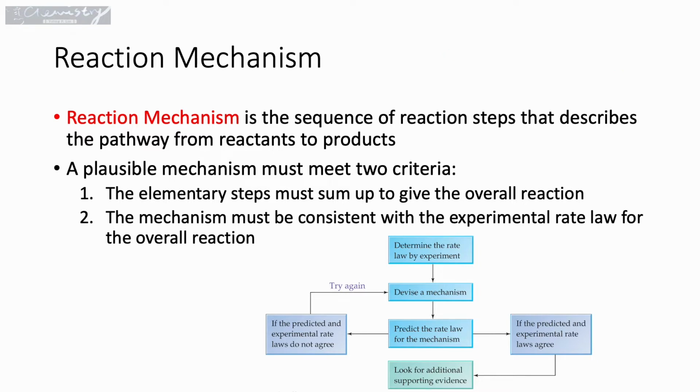So for this reaction mechanism, oftentimes we will have to propose one, and then we do experiments on it to make sure it's right. So for a plausible reaction mechanism, it has to fulfill two criteria. First, the elementary steps must sum up to give the overall reaction. And it must be consistent with the experimental rate law for the overall reaction. The way we can figure out the plausible reaction mechanism is just like the scientific method. We determine the rate law, and then we propose a mechanism. We use it to predict how it should work, and then we keep testing it until it works. Then we can say that, okay, this is the right one.